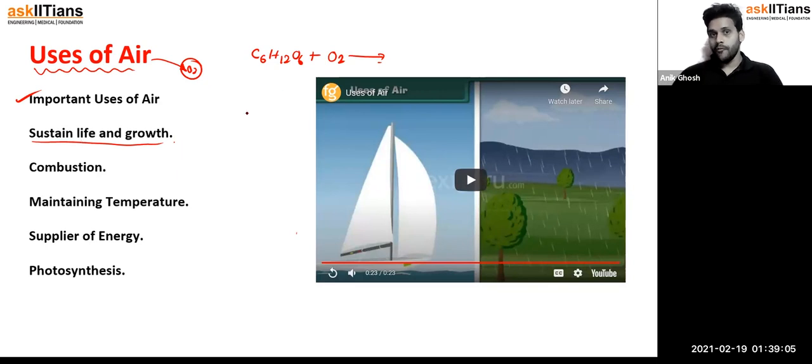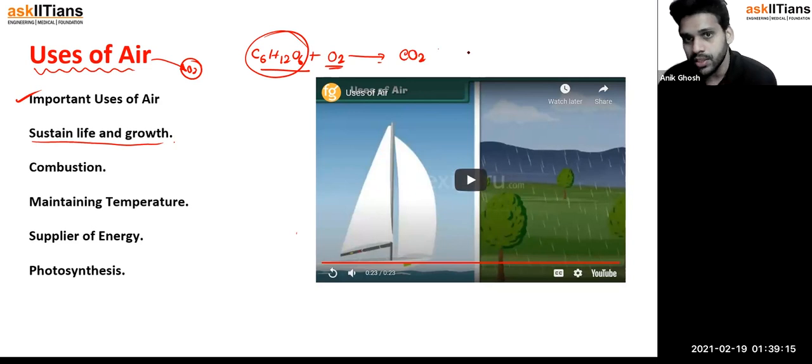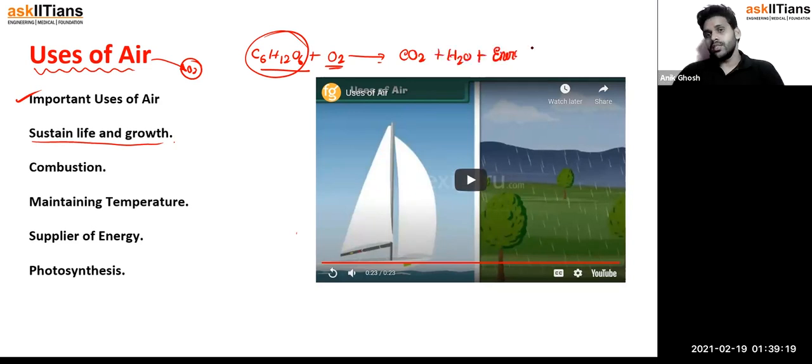But the main thing is how it helps us in the life and growth of our body. So C6H12O6, this is glucose. When you burn it inside your belly, it gives us CO2 plus H2O plus an immense amount of energy in kilocalories. That is the energy, or you can say adenosine triphosphate or diphosphate. You would read about it. All these things give us the energy to do several different types of work.